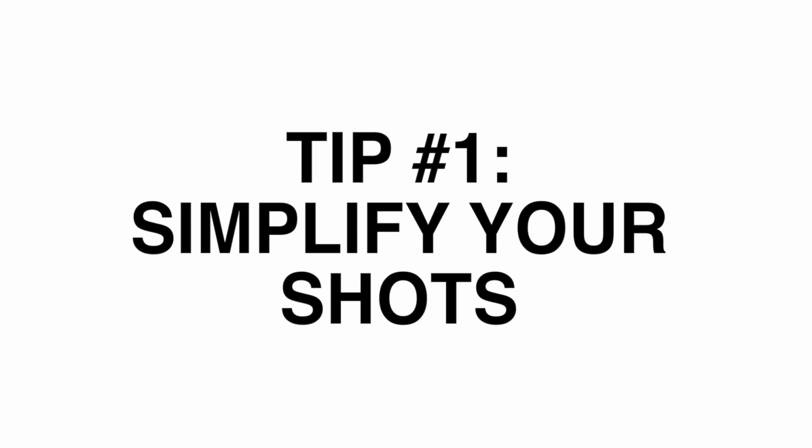Okay, tip number 1, shoot for fast edits by simplifying your shots. The less time we have to see the shot, the less time the brain has to register what the heck this shot is. So you should simplify the subject of the shot. And there's a few ways to do that.